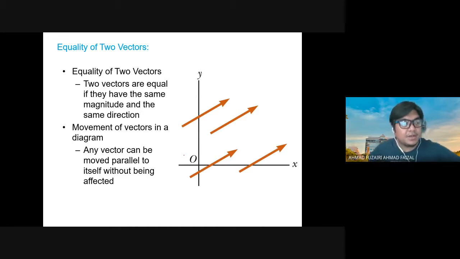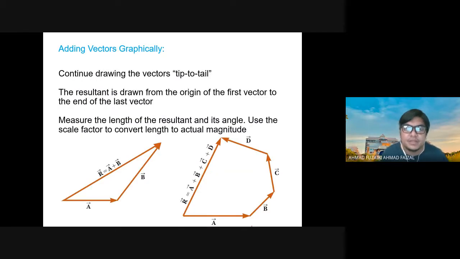The equality of two vectors. Two vectors are equal if they have the same magnitude and the same directions. Movement of vectors in the diagram: any vector can be moved parallel to itself without being affected. And adding vectors graphically. Vectors can be solved. Vectors need to be solved, because vectors are actually very simple.